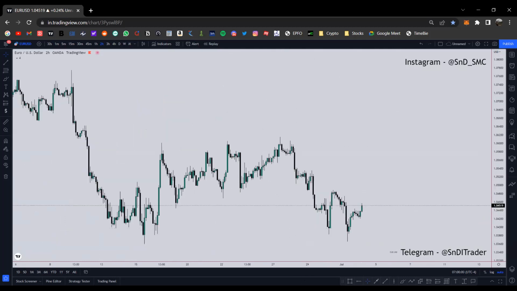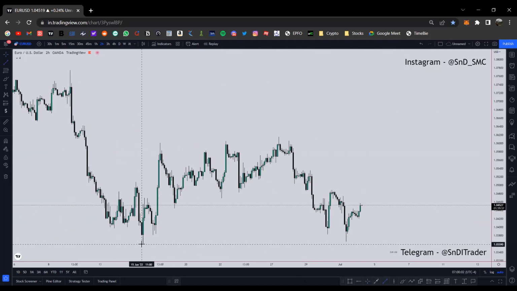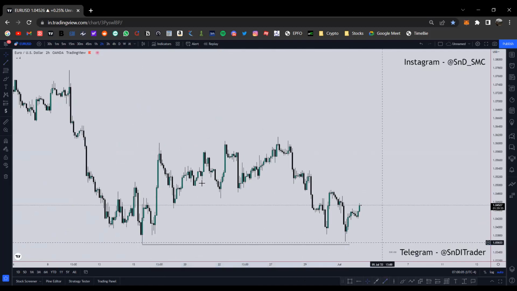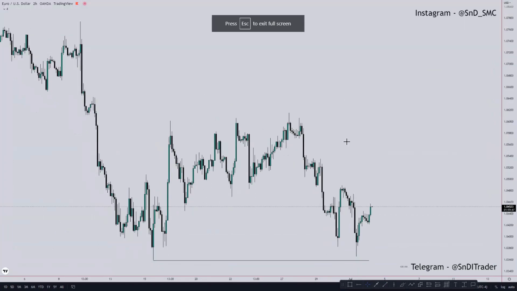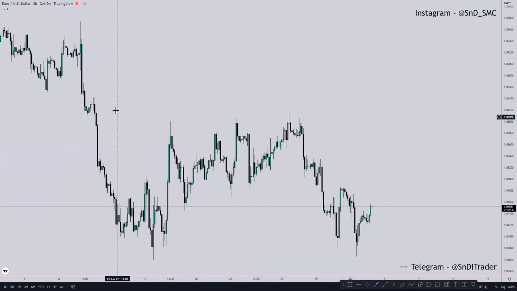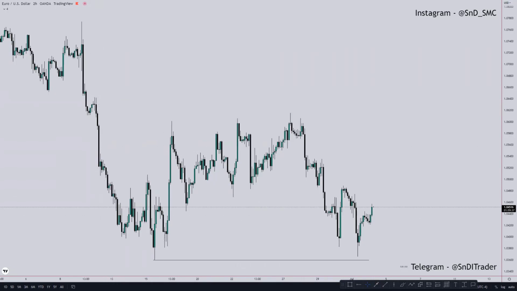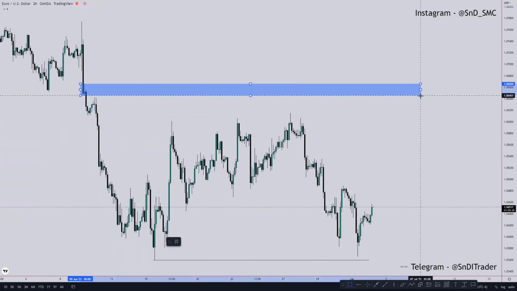So this last low has taken out this liquidity. Okay, this last low has not taken out this liquidity here. And what we have here is this base, just around the breaker zone. So I will select this base as my point of interest.